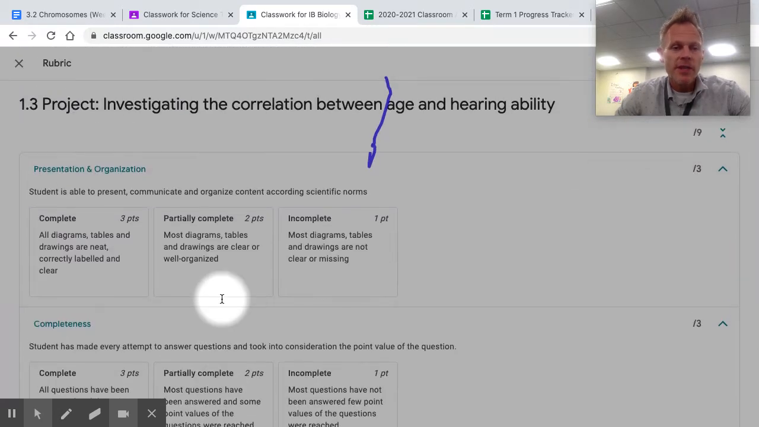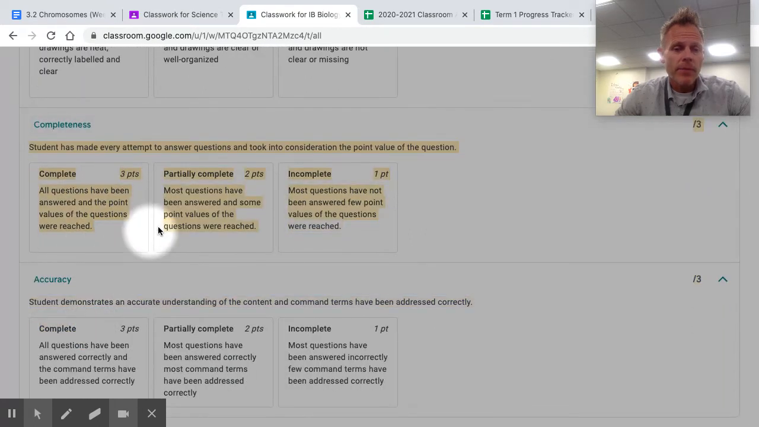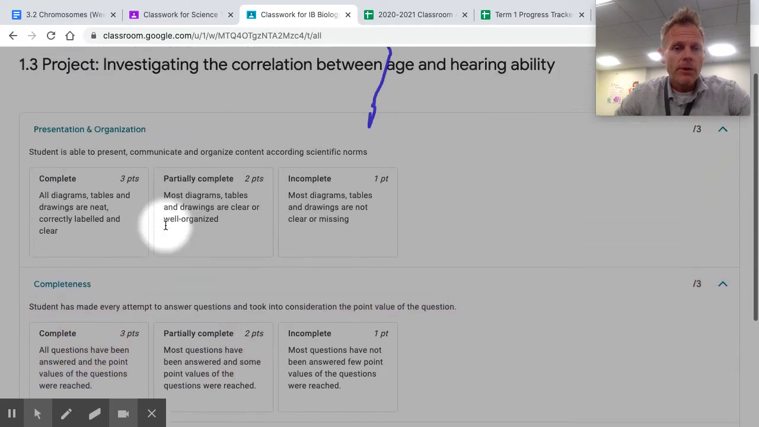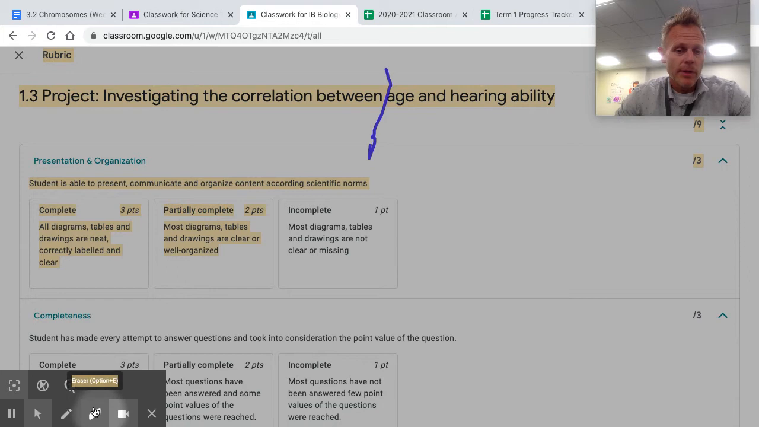So there are 3 criteria. There's one called presentation and organization. There's one called completeness. And the last one is called accuracy. Let's look at each one of those in detail. If we go back down to presentation and organization, I'm going to erase this because it's driving me nuts.